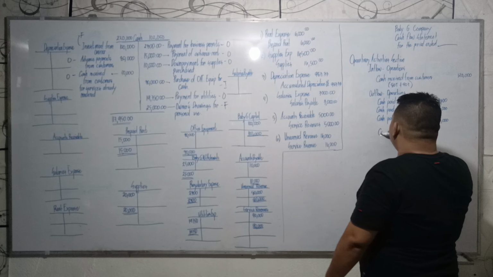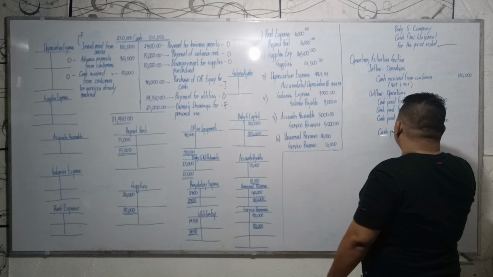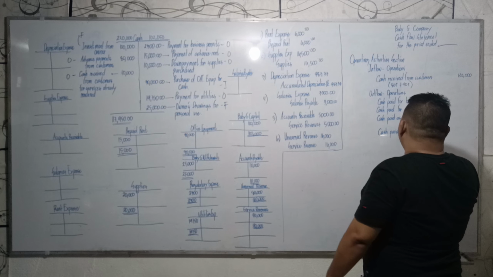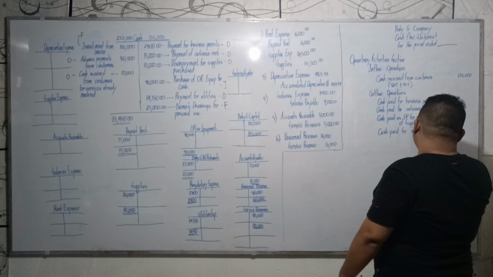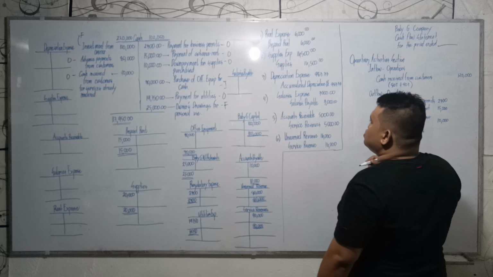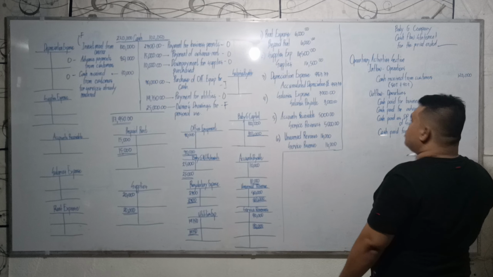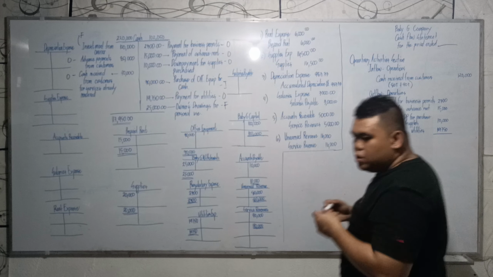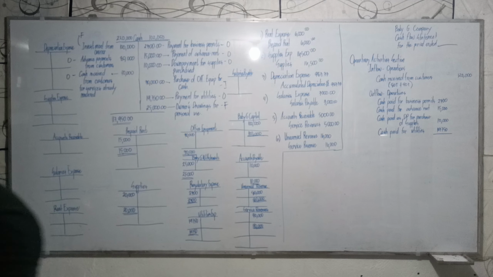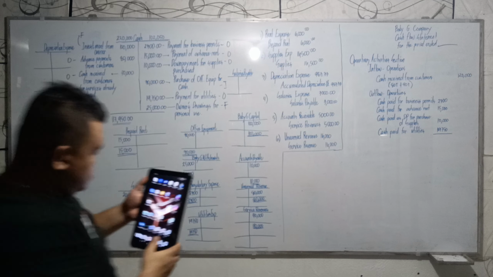And we have cash paid for utilities, which is 19,750. So that's it. Those are all from operations. Now, let's calculate how much is that. Okay?